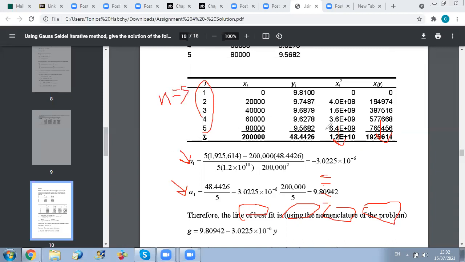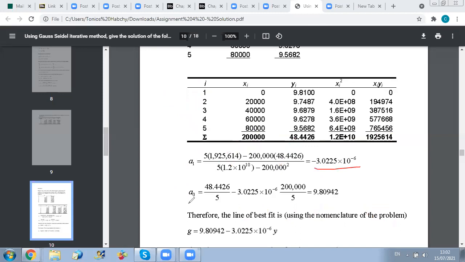And now I have all summations needed. So you have that A1 is equal to n, which is 5, times sum of xi yi, which is here, minus sum of xi times sum of yi, over n times sum of xi squared, which is here, minus the summation of xi squared. So all you have to do now is replace in these formulas, and then you can get A1. Similarly for A0, you replace in the formula, which is sum of yi over n minus the value of A1 you got from here, times this term, which is sum of xi over n, and then you get A0.